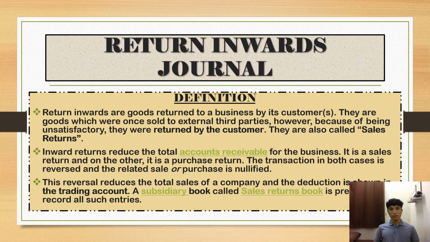The transaction in both cases is reversed and the related sale or purchase is nullified. This reversal reduces the total sales of a company, and the deduction is shown in the trading account. A subsidiary book called the Sales Return Book is prepared to record all such entries.